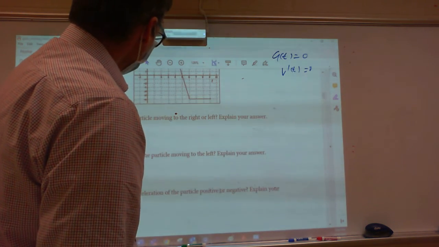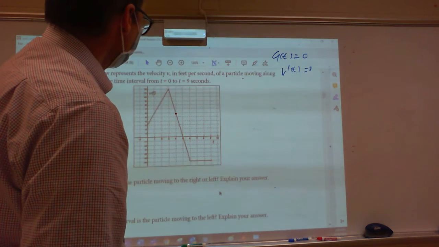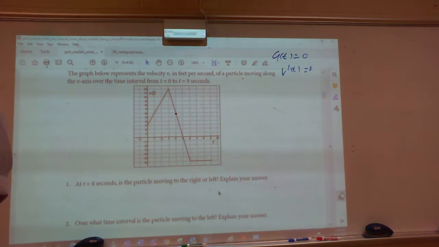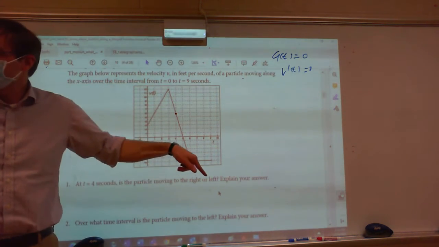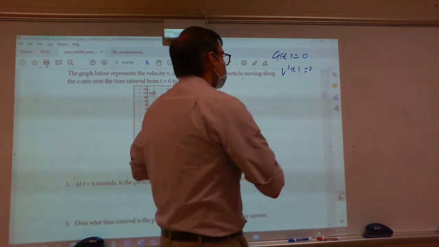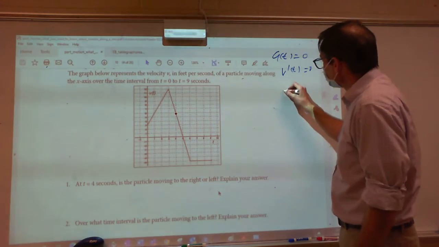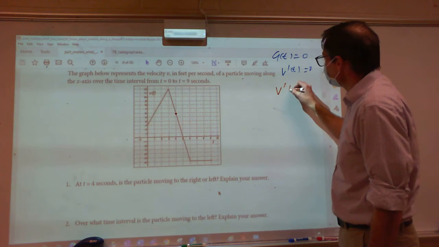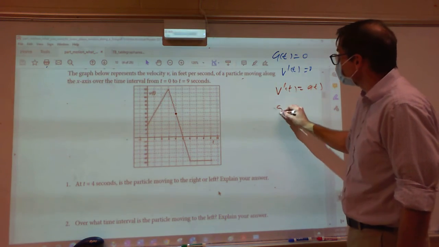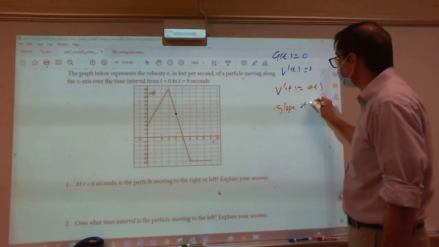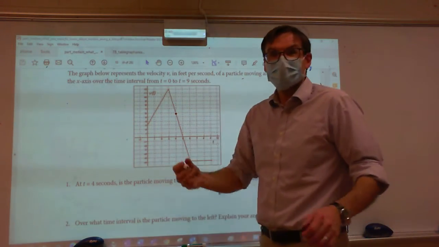At t equals 4, is the acceleration of the pod positive or negative? Negative. Why is the acceleration negative? Because of the slope. We know that v prime of t is the acceleration. V prime is a fancy name for the slope of v, right? And our slope of v is negative, so our acceleration is negative.